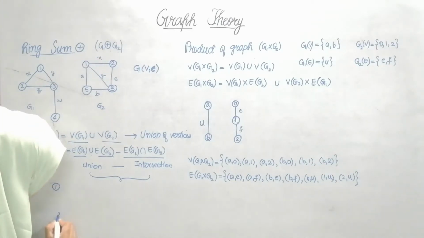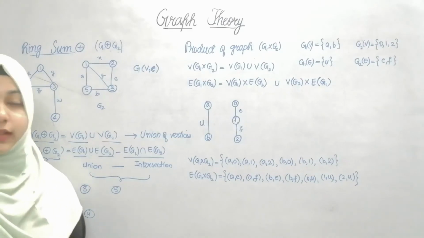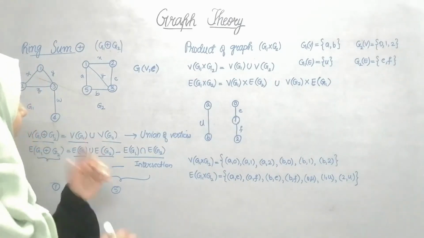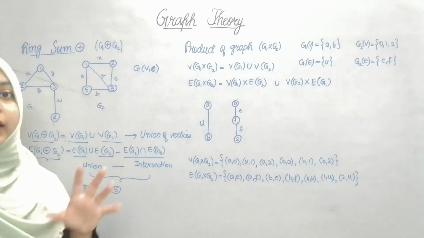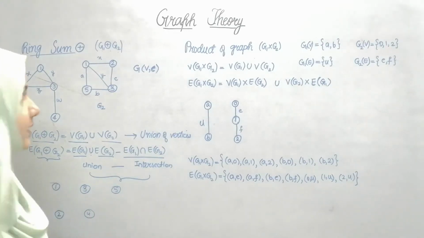1, 2, 3, 4, 5. Okay, vertices are done. Now comes the part of edges. Now we need to see the edges that are present in either G1 or in G2. It should not be present in both. Okay, let's start one by one.